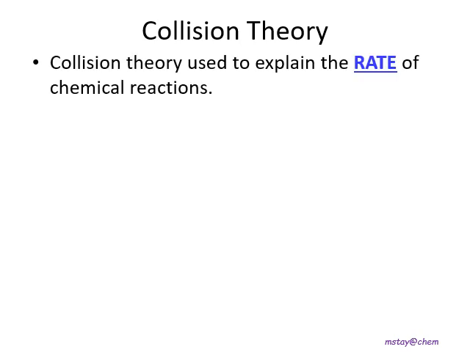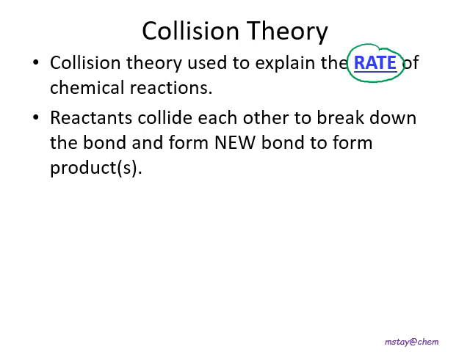Let's start with the first learning objective, collision theory. Basically, the collision theory is used to explain the rate of reaction. So what is the collision? A chemical reaction will happen when the reactants collide with each other, and then the bonds will break down. And then they will continue to collide to form new bonds, which means product is formed.